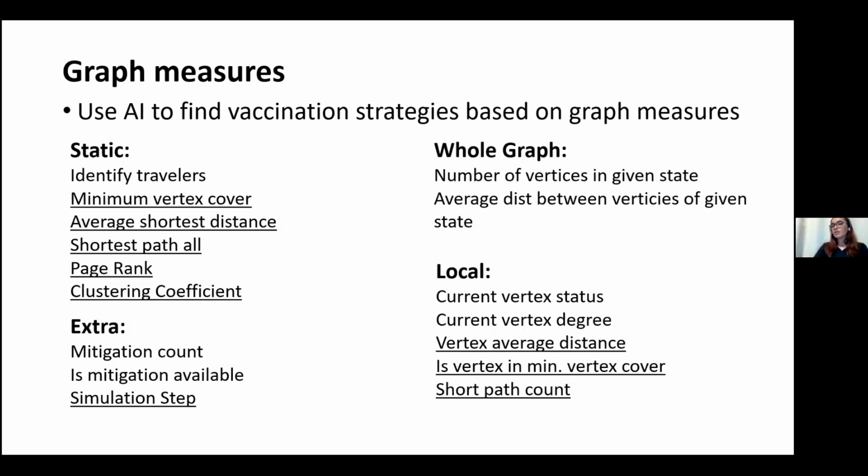So here are all the graph measures that we have used for our model. They are static, whole graph measures, extra and local. Here I want to shortly describe that static measures are those that are calculated only once. But the local measures change with each simulation step, so they will be calculated again and again to find more efficacy.